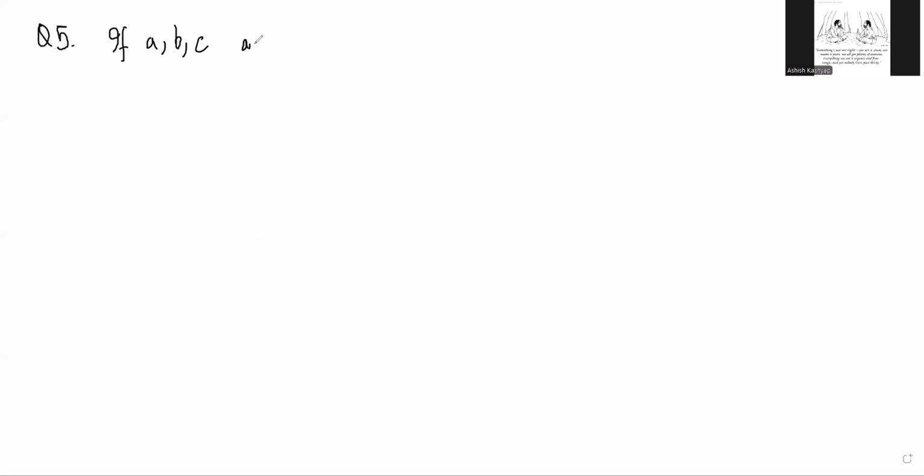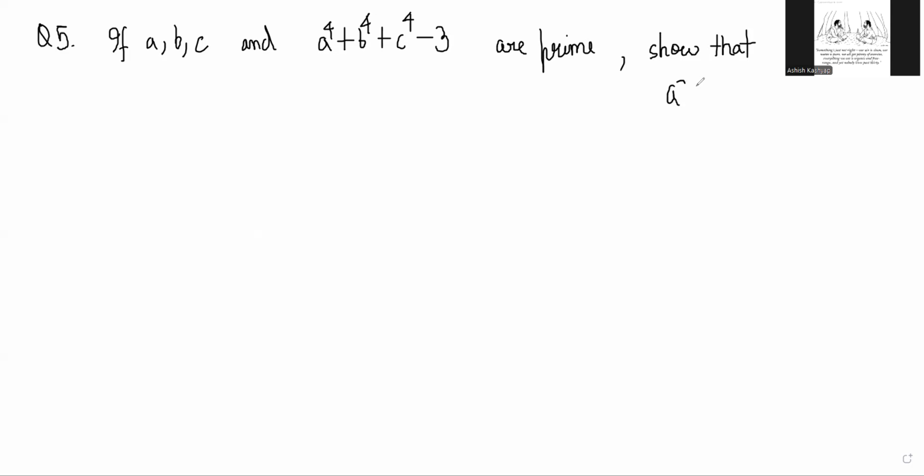ABC and A power 4 plus B power 4 plus C power 4 minus 3 are prime. Then show that A square plus B square plus C square minus 1 is also a prime.